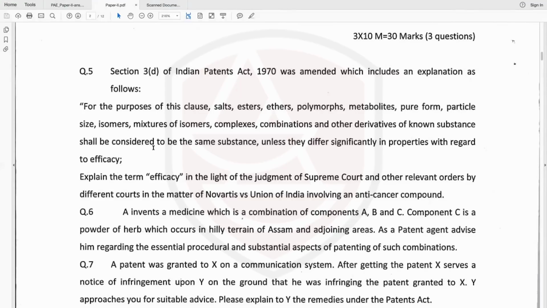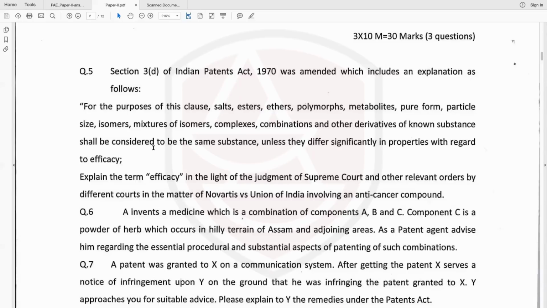Yeah, so the question is on section 3D of the Indian Patents Act, which talks about the explanation to section 3D, where salts, ethers, esters, polymers, and any other related substances would be considered as derivatives of the known substance, and shall be considered to be the same substance. Now here, the question asks to explain the term efficacy in the light of the judgment of the Supreme Court and other relevant orders by different courts in the matter of Novartis versus Union of India, involving an anti-cancer compound. So the question talks about 2 cases, particularly the Novartis case in the Supreme Court as well as the High Court. Those are the 2 decisions where efficacy had been discussed by the court.